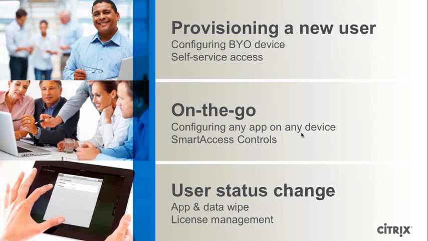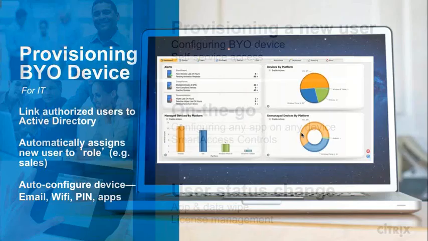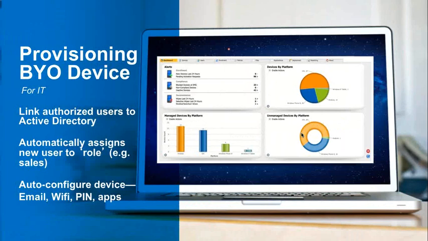So if we talk about how we can do this in a day in the life, or the life cycle of a device, just to give you some examples, we'll go through 3 steps: provisioning a new user with the solution, on-the-go access, and user status change within the business. So let's start off with provisioning a new user. Provisioning a bring your own device, well, in the first place you need to create a user's username and password in Active Directory.